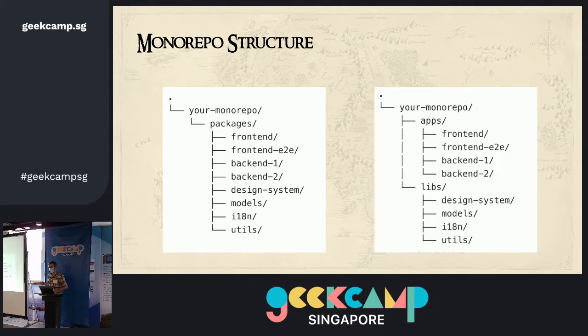Or you can have maybe a more, I would say, clean way to sort everything. So you can create a libs folder which would be responsible for all the libraries that can be published. So design system, model, utils. And the apps folder with all of the real apps, let's say, and the end-to-end test suite, sorry.